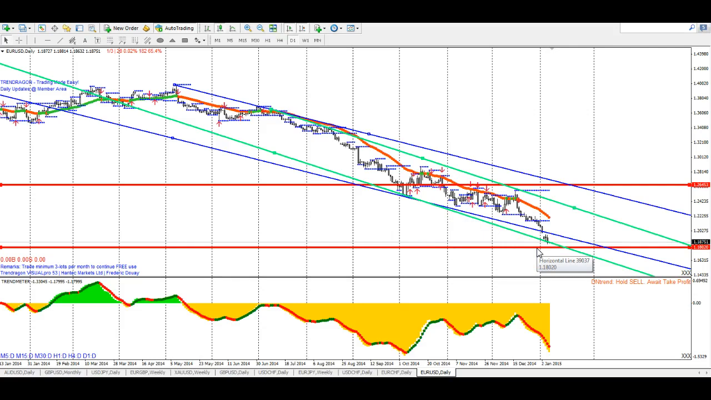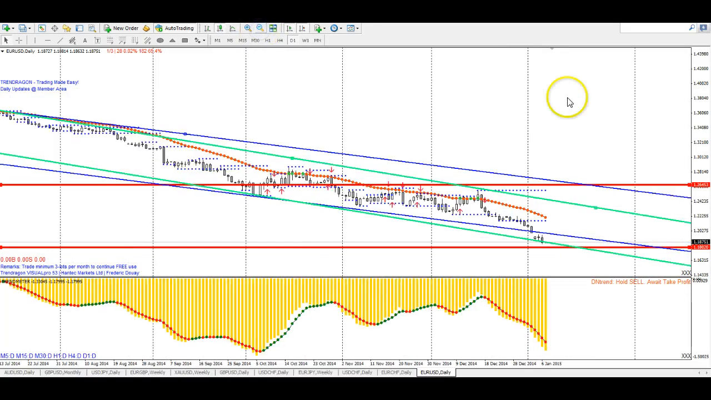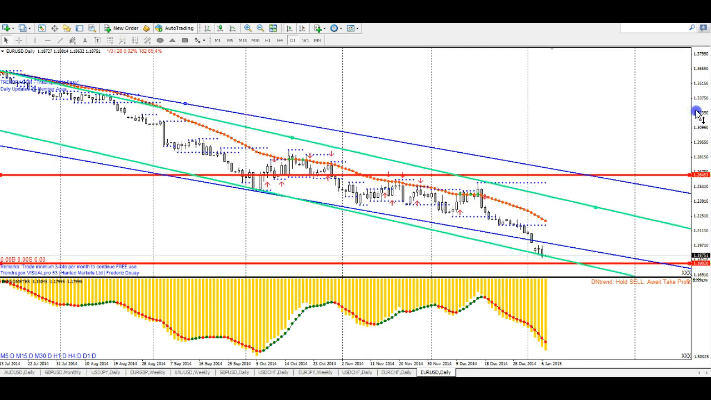So what do you do if you are trading on the daily chart? Same as what I said for the weekly chart. You have to be cautious, and you have to be patient. So let's go closer and see what are the options that we would have.